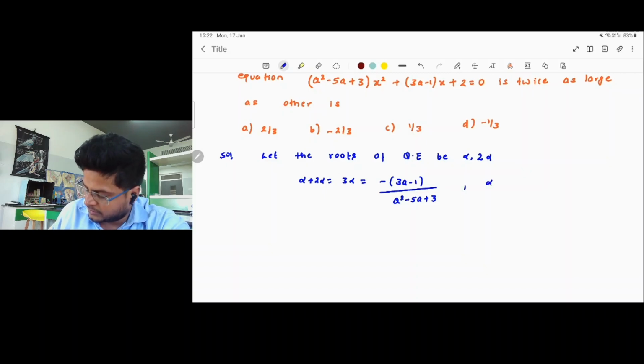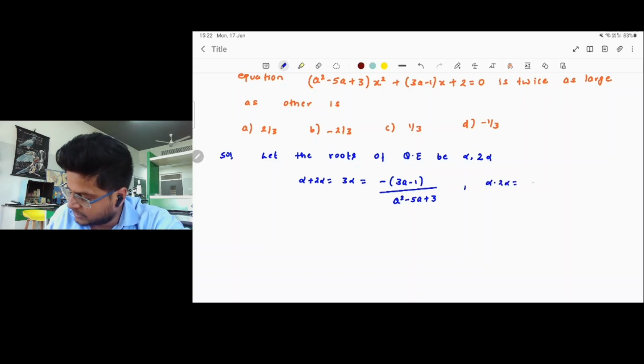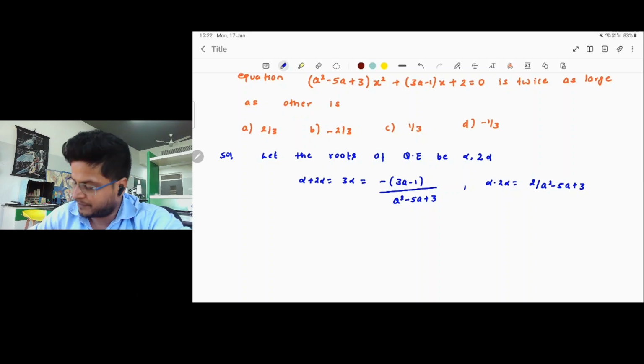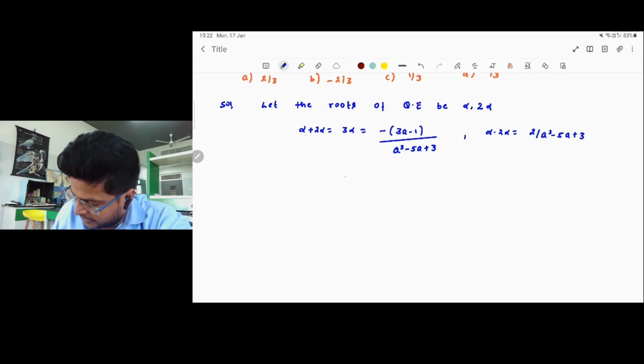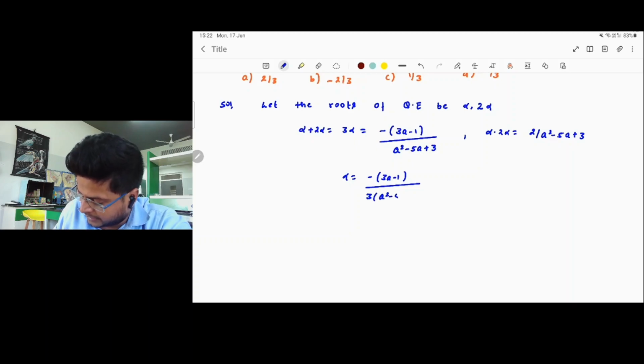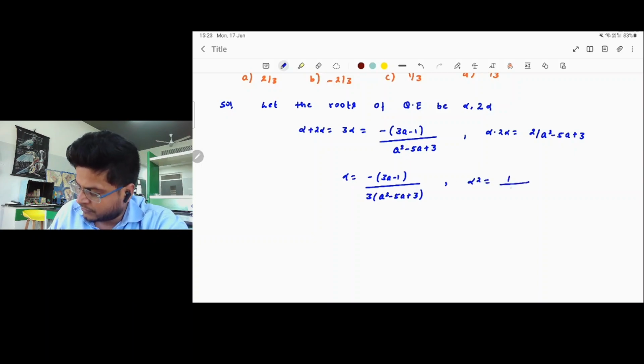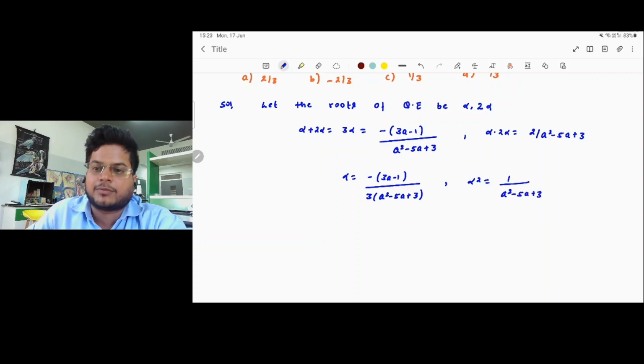And what is the product? Alpha into 2 alpha equals c by a, which is 2 by a square minus 5a plus 3. Okay. Now ultimately what we got? We have got alpha equals minus of 3a minus 1 divided by 3 times a square minus 5a plus 3. And from here we have got alpha square equals 1 by a square minus 5a plus 3.